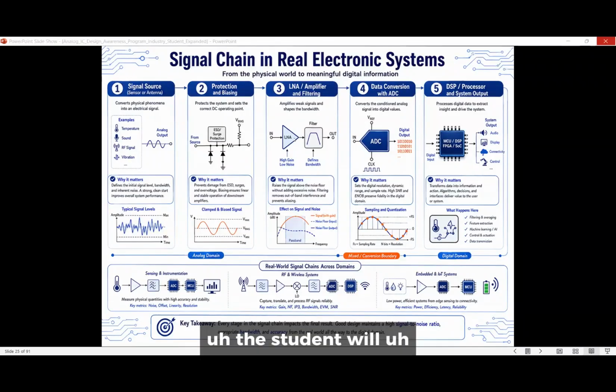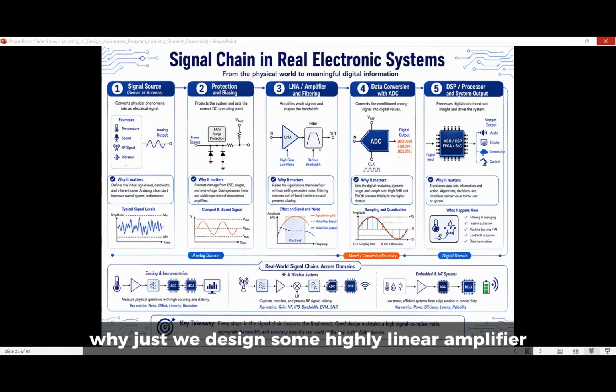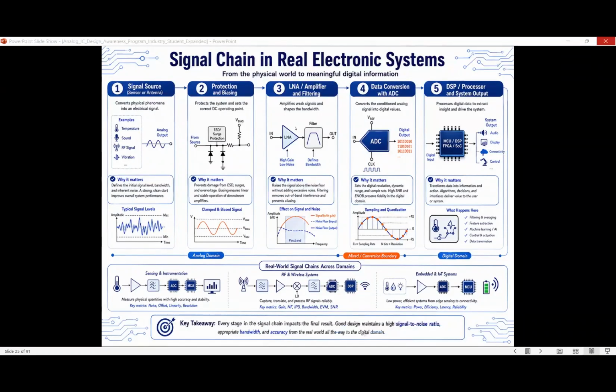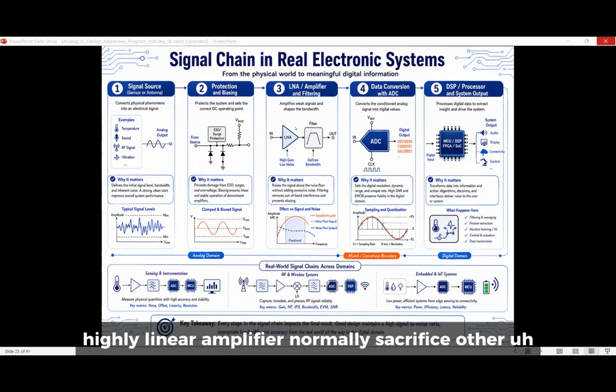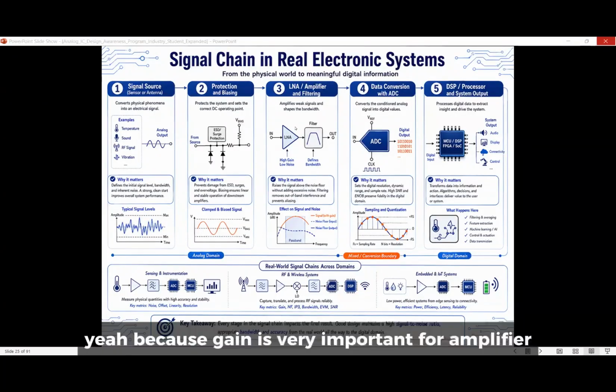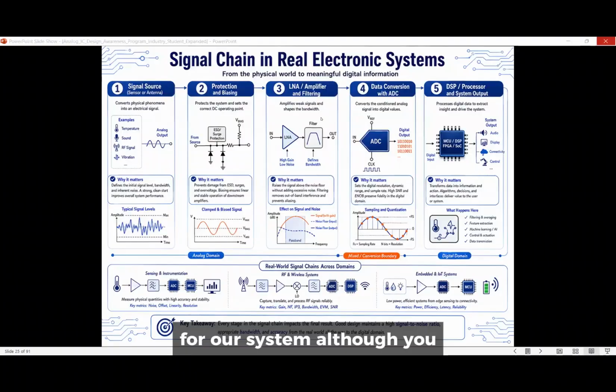The student will question this: why don't we just design a highly linear amplifier to prevent such harmonic generation? Yeah, it is possible, but as we have mentioned, a highly linear amplifier normally sacrifices other parameters such as the gain. Because gain is very important for an amplifier, sacrificing gain sometimes is not very helpful for our system, although your system is highly linear.